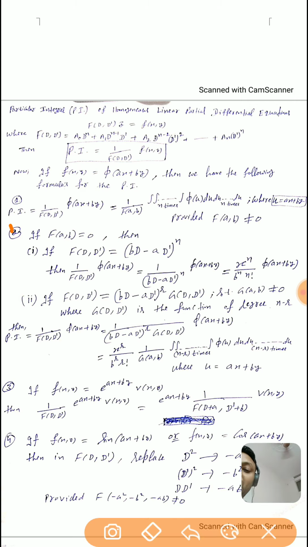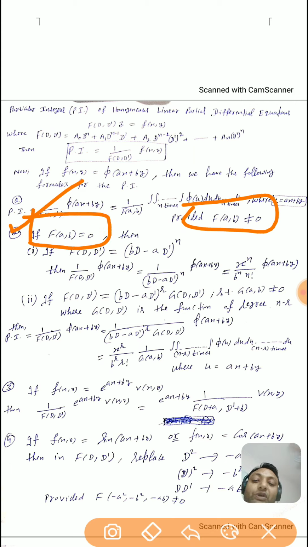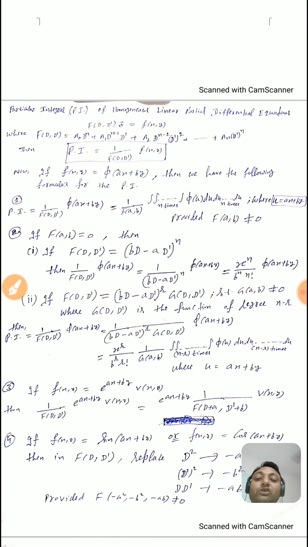The second formula. The first formula exists only if f(a, b) is not equal to 0. But in the second formula, in the case that f(a, b) is equal to 0, then obviously you cannot replace D by a and D' by b, because if f(a, b) is equal to 0, then it will not exist.